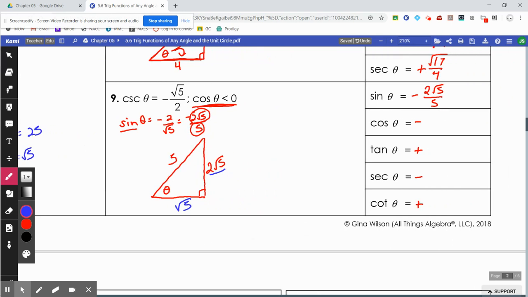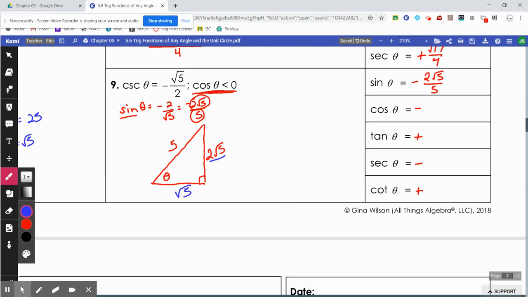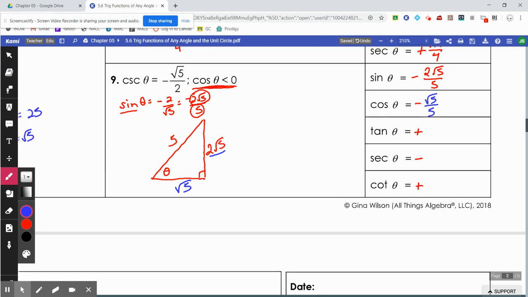So now we can finish up. Our cosine now would be adjacent over hypotenuse, which would be root 5 over 5. The secant would be the flip of that, which would be 5 over root 5. Rationalize by multiplying top and bottom by root 5. And that's going to give you 5 root 5 over 5, which is just going to be negative root 5. Our tangent value is going to be opposite over adjacent. Now this is a shortcut here. Opposite over adjacent will be 2 root 5 over root 5. You can cancel those roots out, so your tangent value is going to be just 2. So the cotangent value will be 1/2.